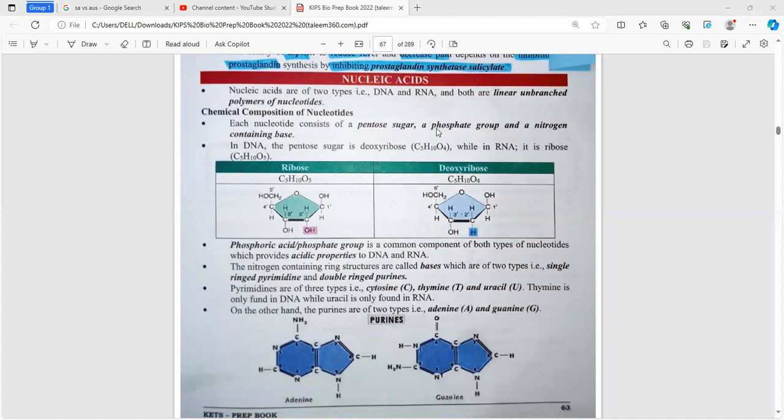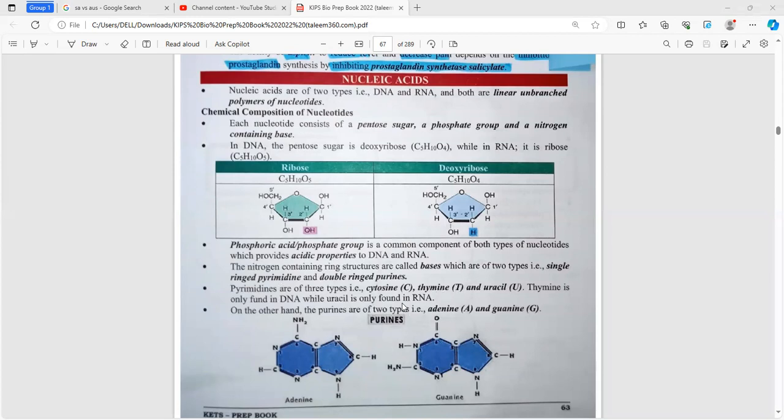Now, the second important thing is the definition of a nucleotide that we discussed here. So now, how does it differ from a nucleoside? The difference between a nucleoside and a nucleotide is that a nucleotide has a phosphate group attached to it. However, a nucleoside does not have a phosphate group attached to it.